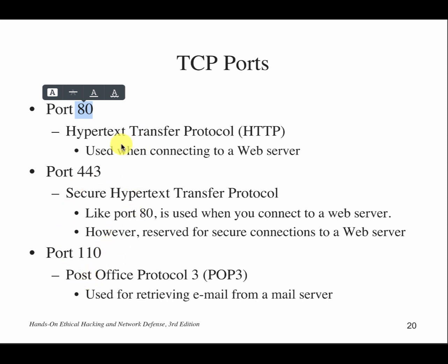And so this is the same, but just for the secure connection, so all the data is going to be encrypted. Port 110 is the Post Office Protocol 3, POP3. This is used in order to receive email. SMTP is for sending, this one is for receiving.